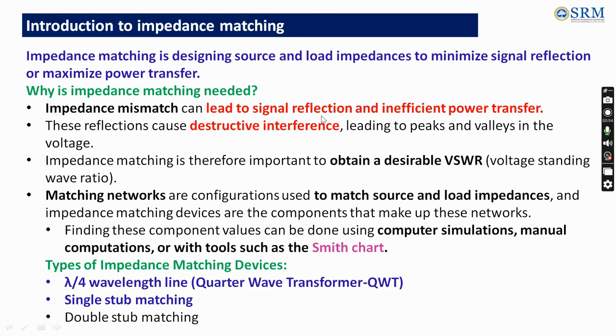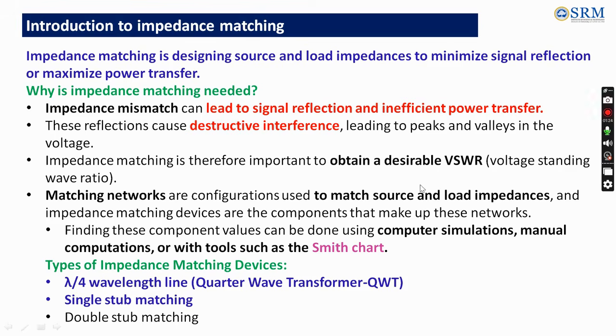This signal reflection will cause destructive interference, leading to peaks and valleys in the voltage, that is Vmax and Vmin. Standing waves will be created. So impedance matching is very much important to obtain the desirable VSWR. Our desirable VSWR minimum value should be 1. Max it can go to infinity, we know that. So theoretically, we are saying that VSWR equals 1.